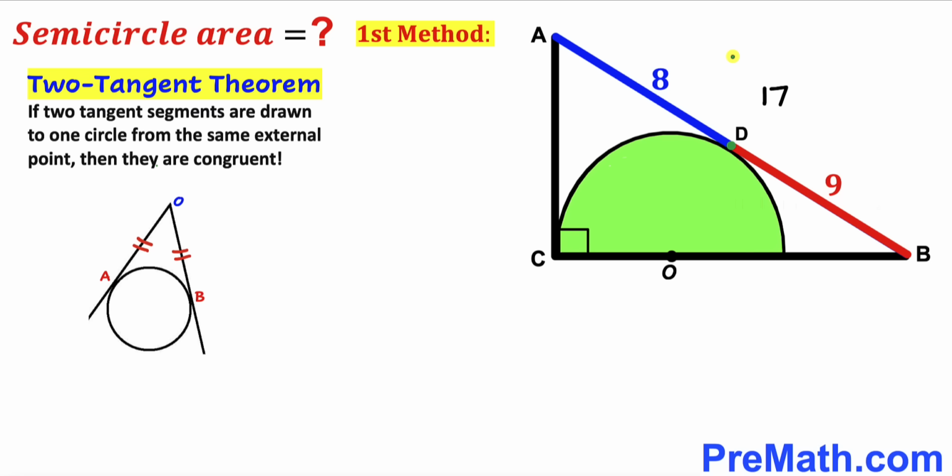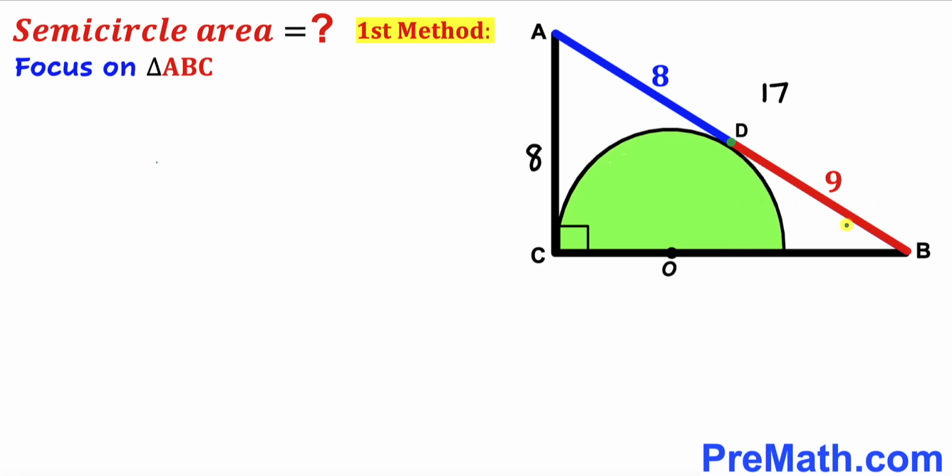Now let's revert our attention back to this original problem. Here we can see this segment AC is equal to this segment AD, because these are our two tangents. We know that this tangent AD length is 8 units, so this side AC length has got to be 8 units as well. Now we are going to focus on this big right triangle ABC, and I'm going to label this BC side length as x units. Our task is to calculate the value of x.